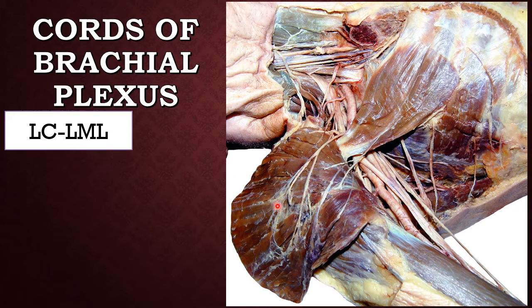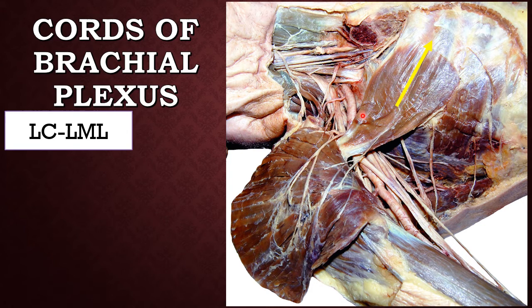So let me explain how to identify the lateral pectoral nerve. Underneath the pectoralis major, from the upper margin of the pectoralis minor, we can identify this nerve, which is the lateral pectoral nerve. This lateral pectoral nerve pierces the clavipectoral fascia, comes outside and supplies the pectoralis major. That is how we have to identify the lateral pectoral nerve.